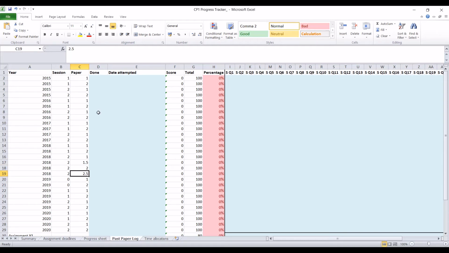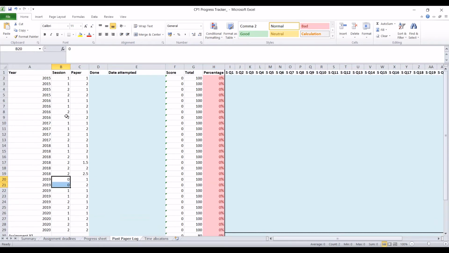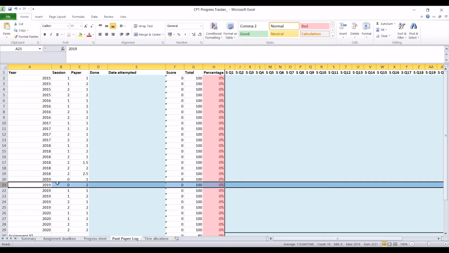So I've just put them in. I'll attempt them both. If they happen to be the same thing uploaded erroneously, I'll just mark it as done, which doesn't really affect anything. And then where you see a 0 for the session, it's actually the specimen paper. So when they changed the syllabus in 2019, they released a specimen paper. So that's also available on the Institute and Faculty of Actuaries website.